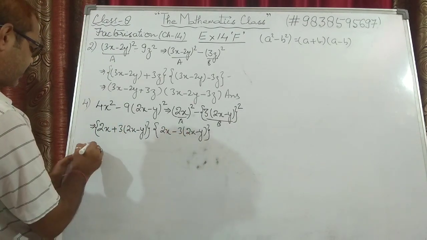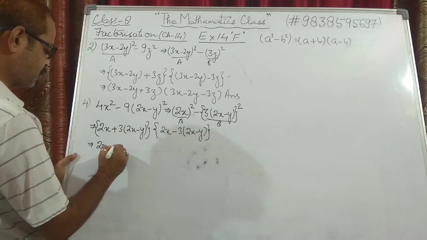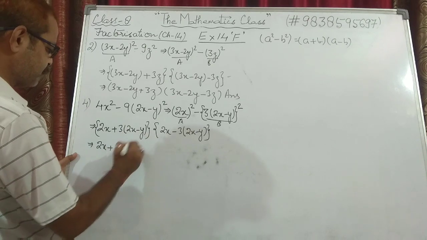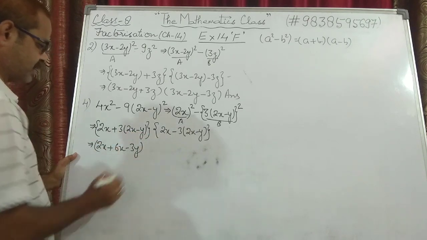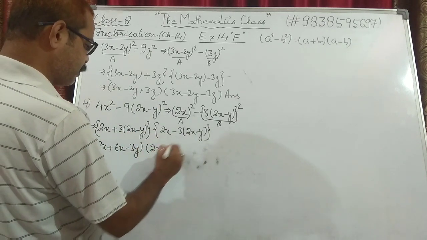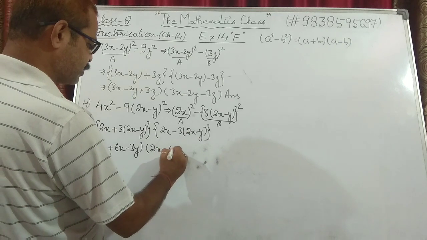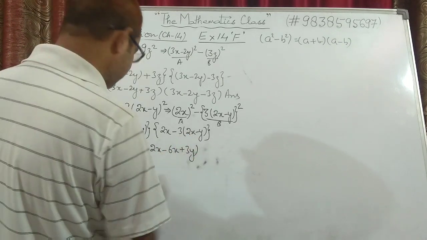So first we will solve it. This will be 2x plus 3 into 2x is 6x minus 3y. We have opened the brackets in the inside bracket. Then this second one is 2x minus 3 into 2 is minus 6x and minus plus 3y.